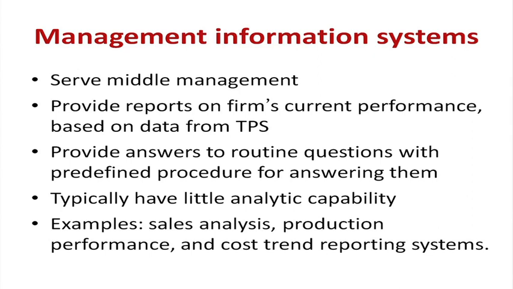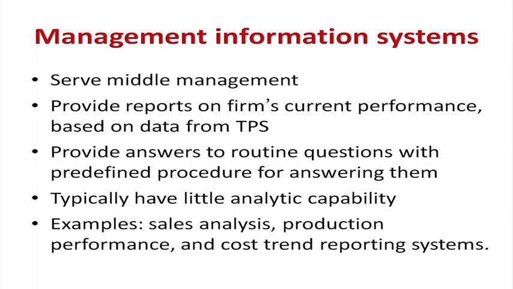Then the next level of information system that we are going to discuss is management support. This management support, as I told you, has three categories: management information system, decision support system and executive support system. Besides that, there are certain specialized information systems that we are also going to discuss.